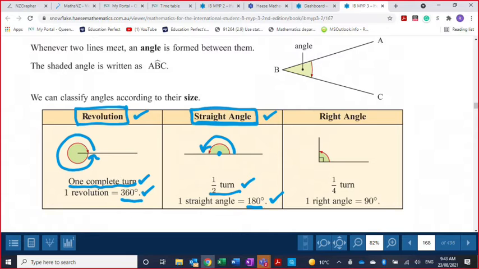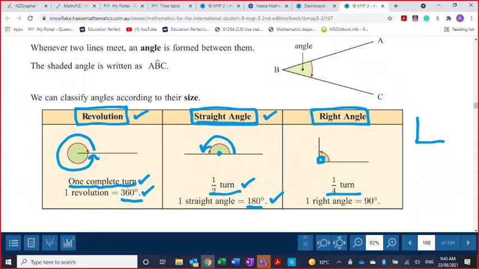Okay, so the last one is something called a right angle, and I know you've dealt with these quite a lot. A right angle is a quarter turn, right? So in other words, it's making a perfect corner. And do you see this little square here? That is the typical way of indicating that an angle is a right angle.